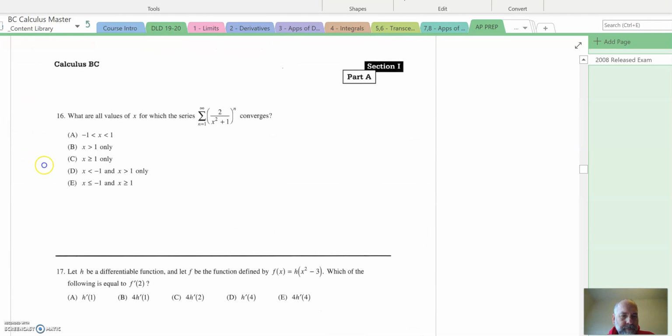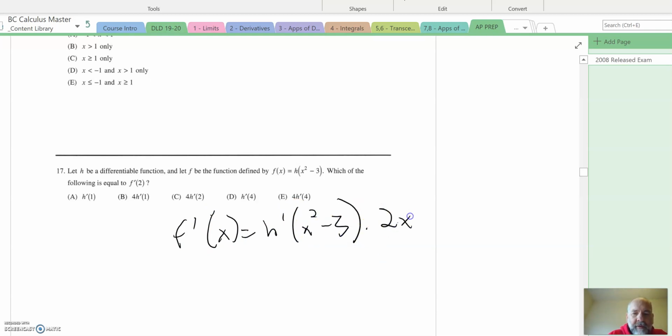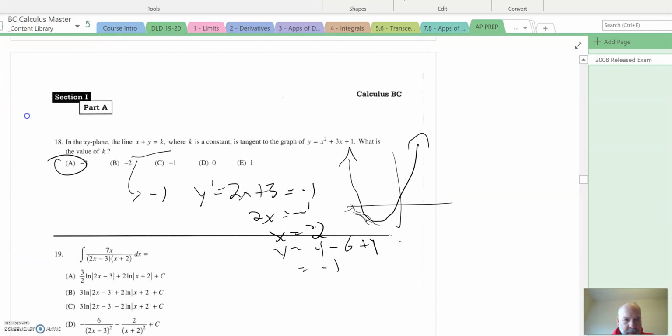17. I need f prime of 2. Okay, f prime of x is, chain rule, h prime of x squared minus 3 times 2x. Plug in 2, so that's 4 minus 3, which is 1, so h prime of 1 times 4, 4h prime of 1. Looks good. Next one, well, that was 17.